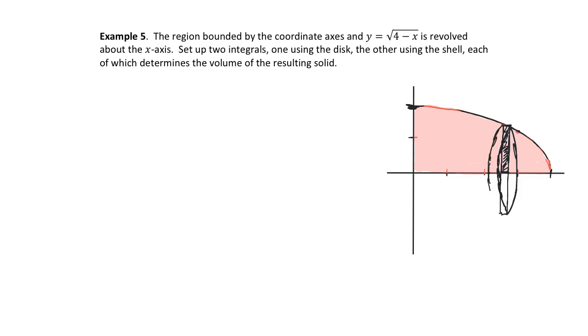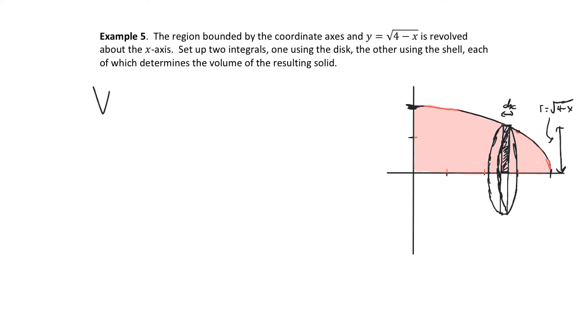When you're integrating with respect to x, going about the x-axis, it's going to be a disk method problem. We need to know two things. We need to know the thickness. Our thickness is dx, and we need to know the radius. Our radius is the square root of 4 minus x.